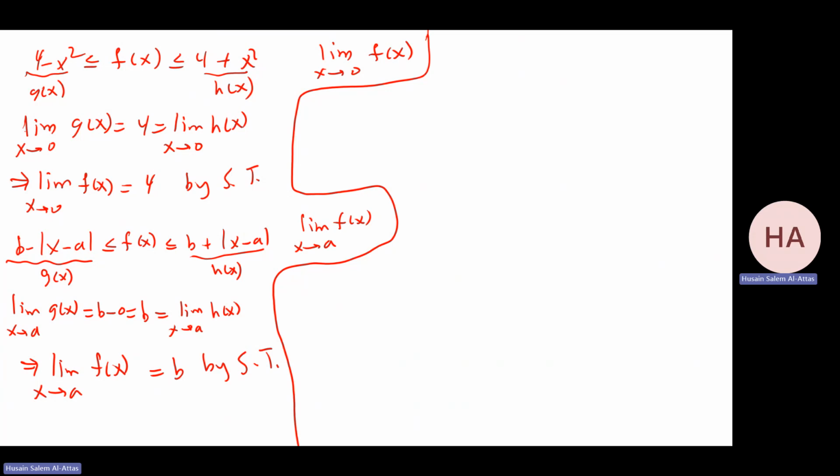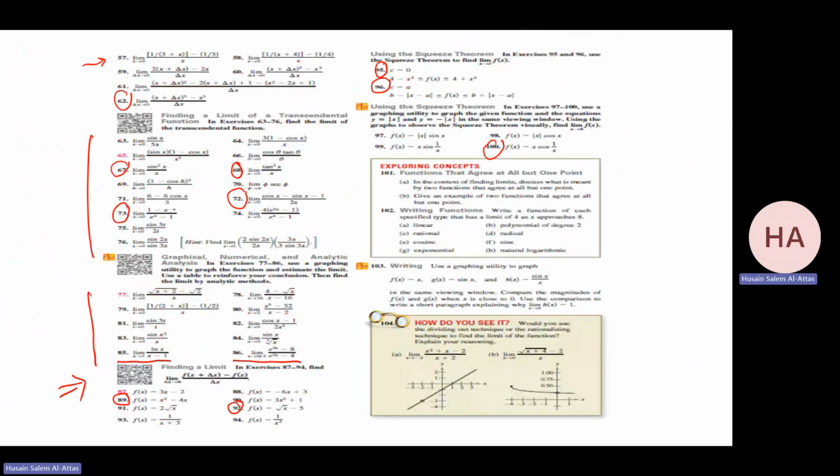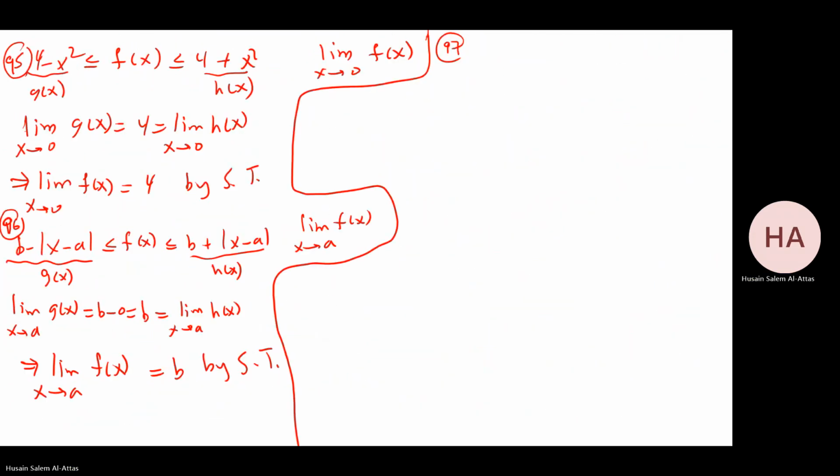These are 95 and 96. This is 95. And this is 96. Now we'll move to 97. This is 97. Find the limit as this goes to 0 of this function.